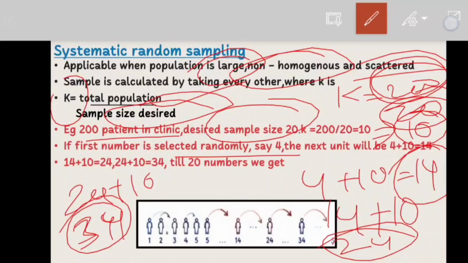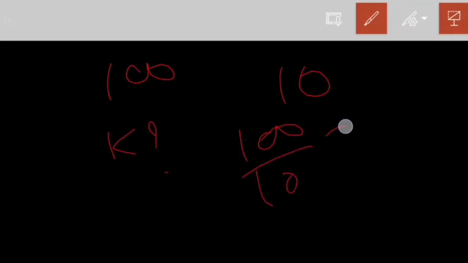Okay. So again, I will take an example. You give the answer. If the total population is 100 and the desired sample is 10, what is k? Yes, that is 100 divided by 10. That is 10. So we select every 10th individual.